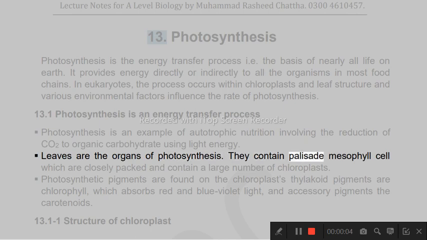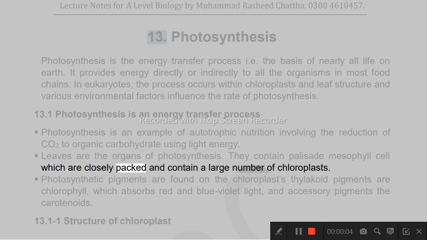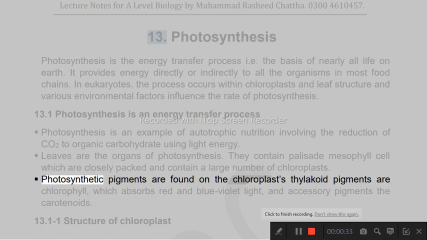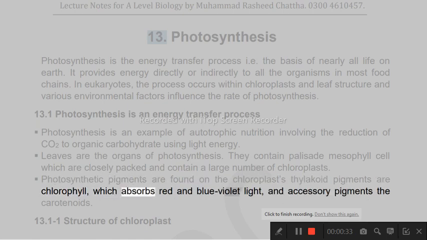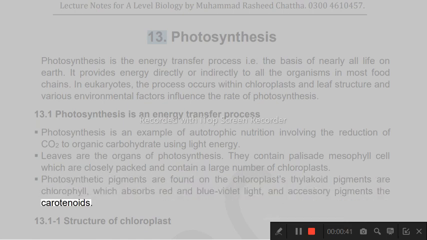They contain palisade mesophyll cells which are closely packed and contain a large number of chloroplasts. Photosynthetic pigments are found on the chloroplasts. Thylakoid pigments are chlorophyll, which absorbs red and blue-violet light, and accessory pigments, the carotenoids.